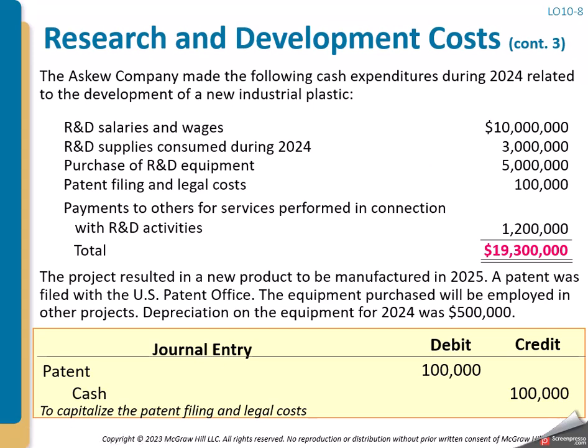Then as it goes to the patent, what out of these costs would get charged to the patent? Only those filing and legal costs, that 100,000, because we actually paid for that, to register the patent. But none of those research costs are going to be included in the cost that is associated with that patent.